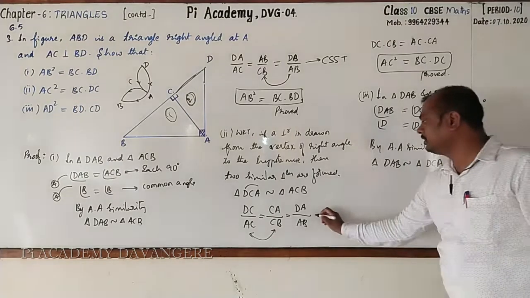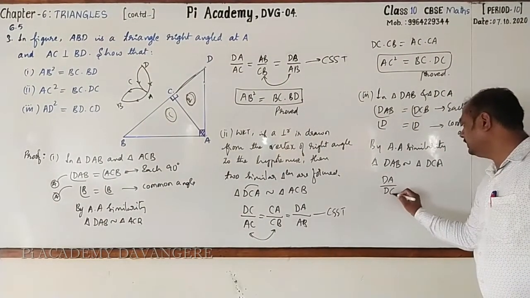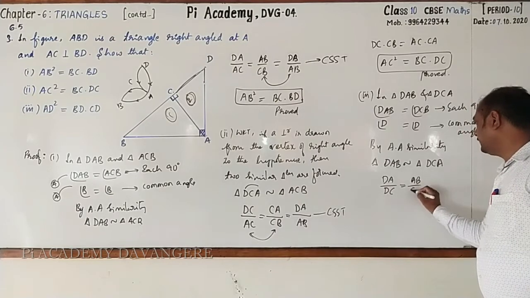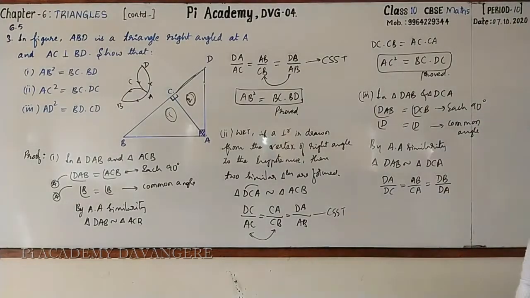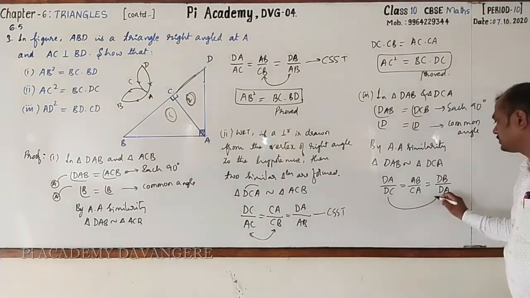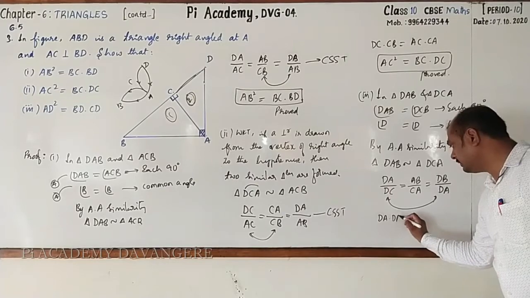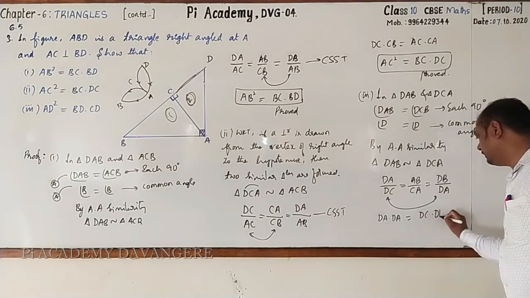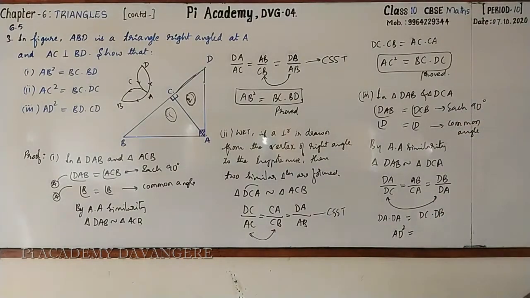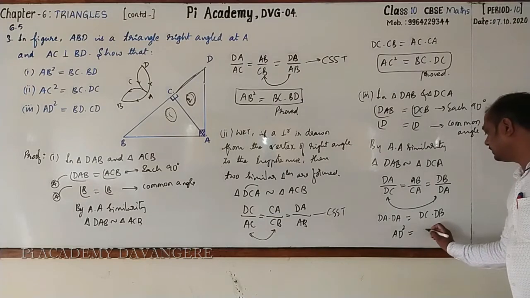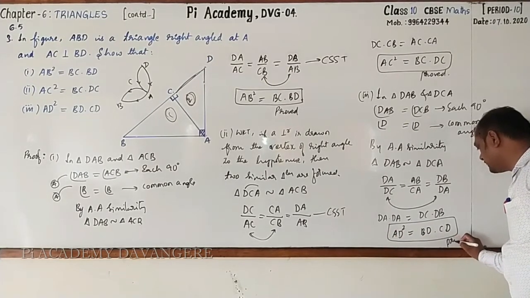When two triangles are similar, by CSST, we can write DA by DC equal to AB by CA equal to DB by DA. Now, which two ratios should be taken? First and last. See the DA and DA. DA into DA is equal to DC into DB. DA into DA is nothing but AD square, then DC into DB, with DB as BD and DC as CD. Hence, the third statement is also proved.